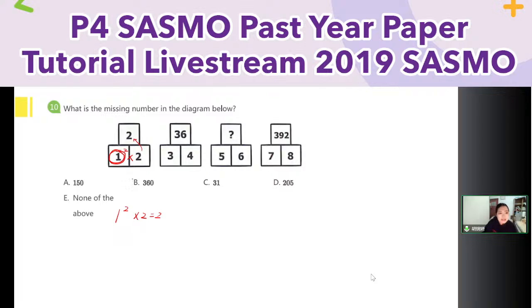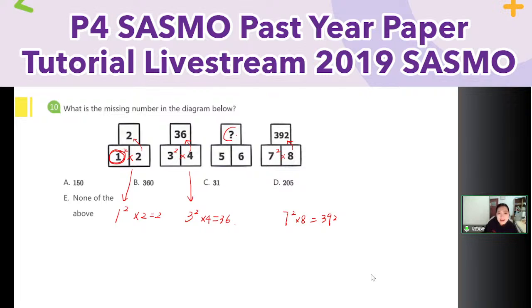Now let's take a look at the second one. Let's see whether it goes this way. 3 squared and then times 4. 3 squared is 9, right? 9 times 4 becomes 36. So that is the second one. And let's take the last one to check. 7 squared is 49. So 49 times 8 equals 392. That goes to this one.